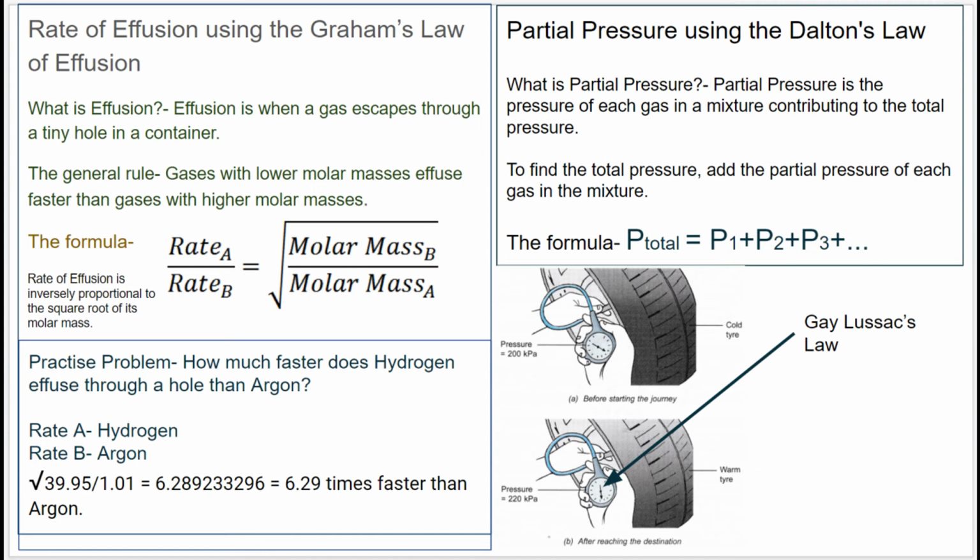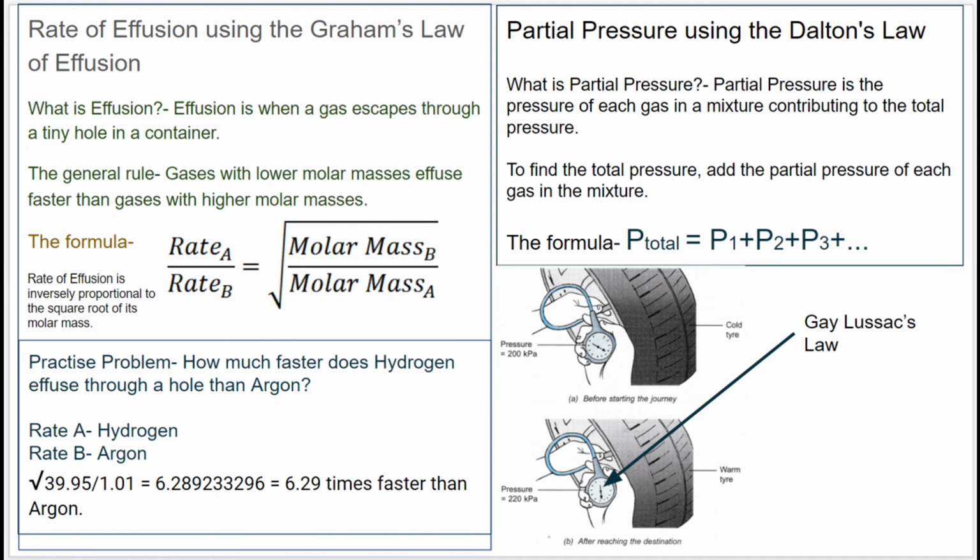For the formula, the rate of effusion is inversely proportional to the square root of its molar masses. So basically, the rate of A over the rate of B equals the square root of the molar mass of B over the molar mass of A. So that's why it's inversely proportional. And a simple practice problem is, how much faster does hydrogen effuse through a tiny hole than argon?